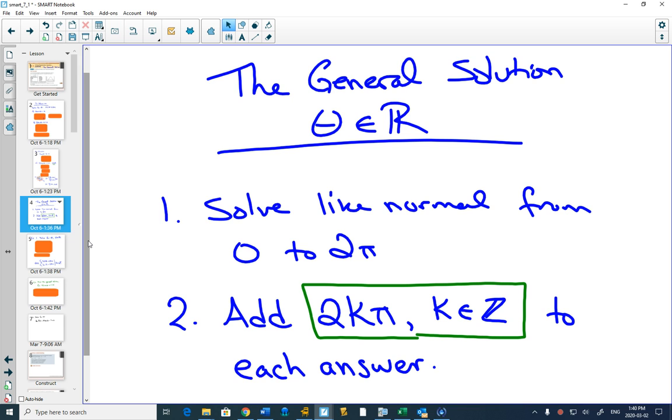So what did we do in that tan question? We solved it like normal from 0 to 2 pi. And then after you got your answers from 0 to 2 pi, you just add 2k pi, where k is an integer, to each of your answers.